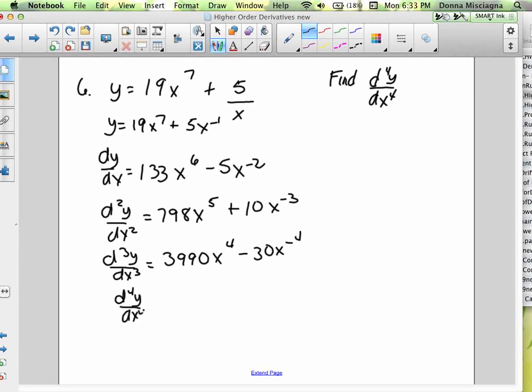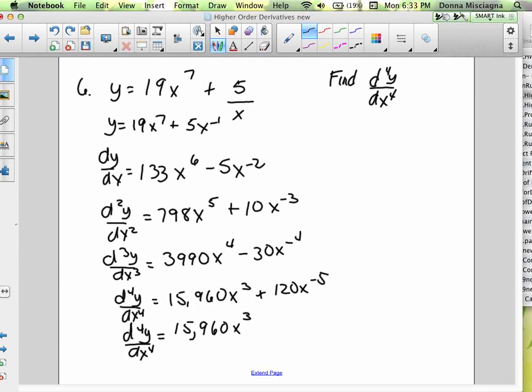d4y over dx4 is 15,960 x to the 3rd power plus 120x to the negative 5 power. Let's simplify that. So finally, d4y over dx4 is 15,960x cubed plus 120 in the numerator and x to the 5th in the denominator. And there we go. There is our 4th derivative.